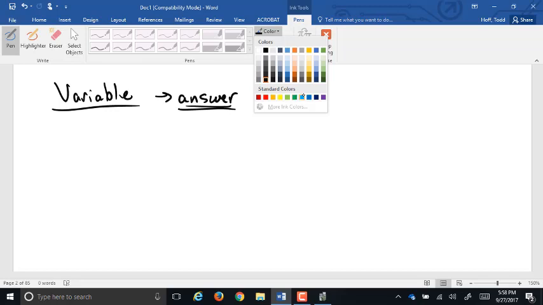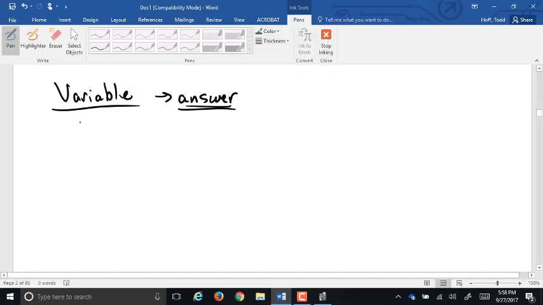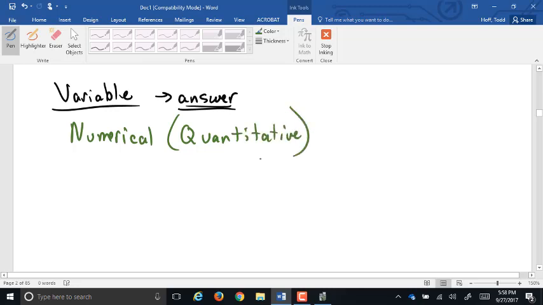So there are two types of variables. There are numerical variables. Sometimes, depending on what textbook you're looking at, called quantitative. For this class, I'm going to refer to them as numerical because numerical means that answer is a number.